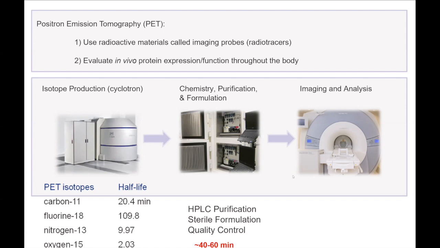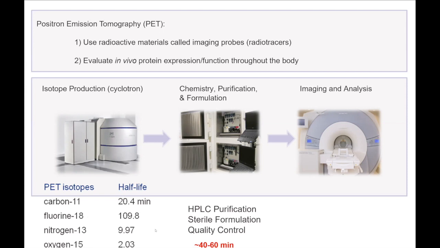A quick summary of the production of the PET imaging probe: we start from isotope production from the cyclotron. We have one cyclotron in our 149 building on the first floor. We can generate some radioisotopes, for example, C11, F18, N13, and O15. They have different half-lives. The two most commonly used isotopes are carbon-11 and F18, with about 20 minutes and about 110 minutes half-lives.